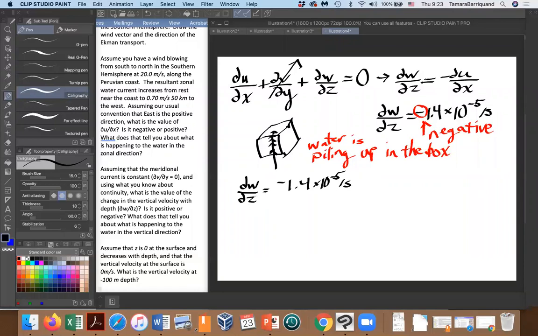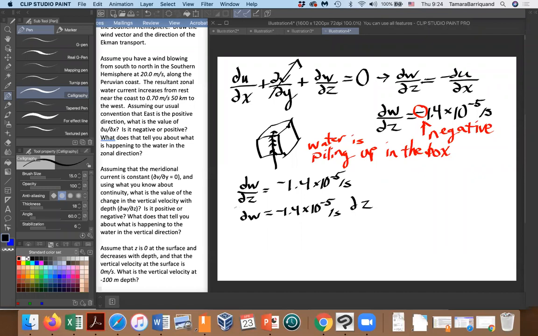And the first thing I want to do is to go ahead and do separation of variables, which you can just think of as multiplying both sides of the equation by dz. So on this side of the equation, I'll still have dw, and that will be equal to negative 1.4 times 10 to the minus 5th per second. And over here I have my dz.